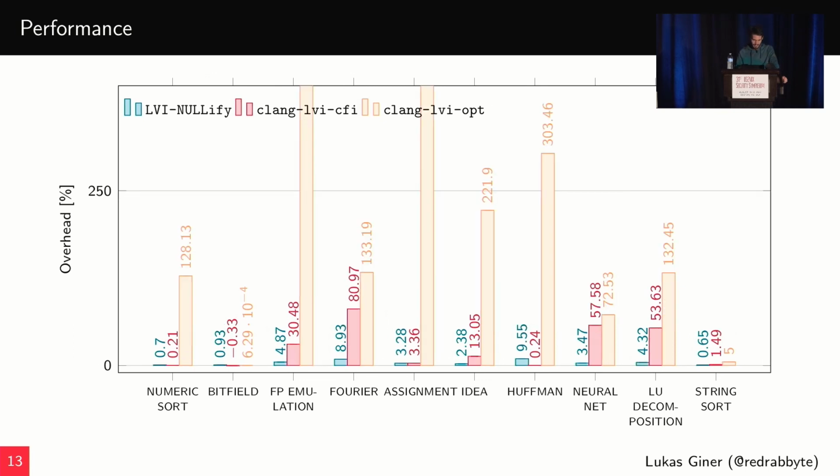And if we zoom in here, we can see there's a third mitigation option, the CFI only, that just replaces returns, calls, and jumps. So that was also already in Clang.